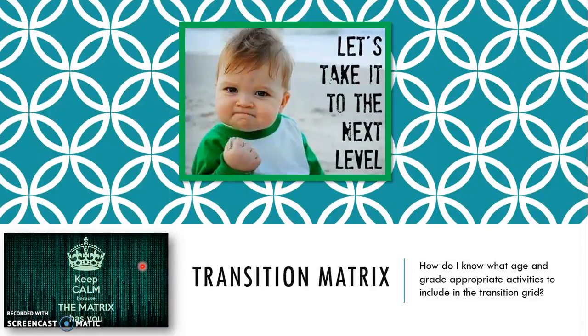So let's take it to the next level. The transition matrix. Keep calm. The matrix has you. How do you know what age and grade appropriate activities to put in the grid? Okay, so say you have one that you included in there from all the examples I just went over. How do you make this even better?